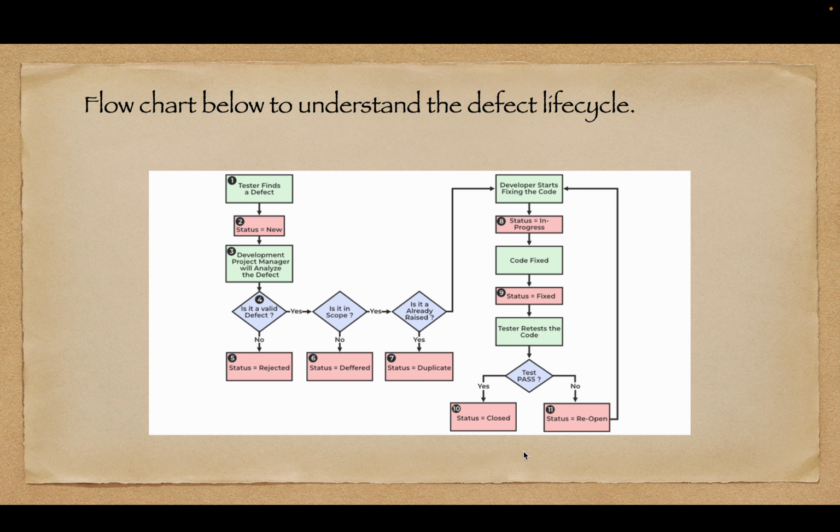The tester retests the code. If the test passes, then the defect status is changed to closed. If the test fails again, then the defect status is reopened and assigned to the developer. Then again the defect life cycle goes on. So this is the overall defect life cycle.